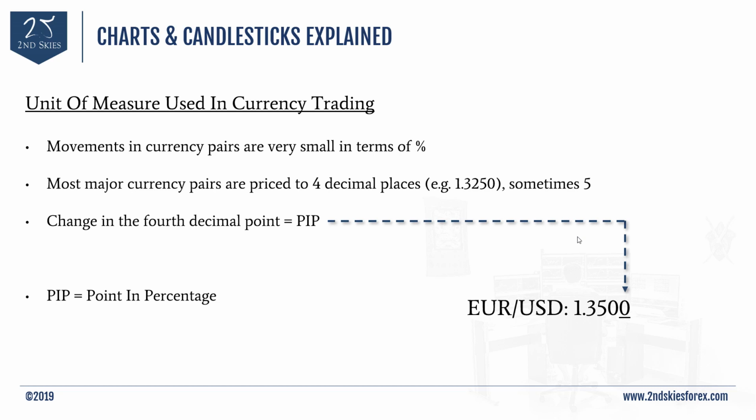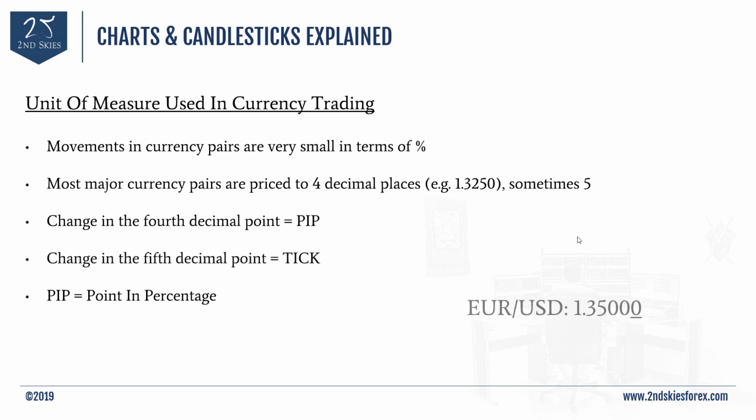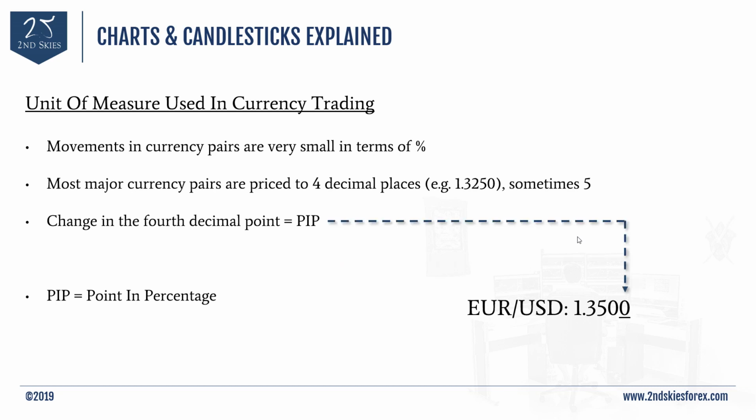And pip stands for point in percentage. When it comes to brokers that have 5 decimal points and you have a change in the 5th, that's called a tick. But the absolutely most common one is called a pip. So when you talk about a bullish move in a currency, you say the pair moved up 40 pips, or the pair moved down 50 pips.